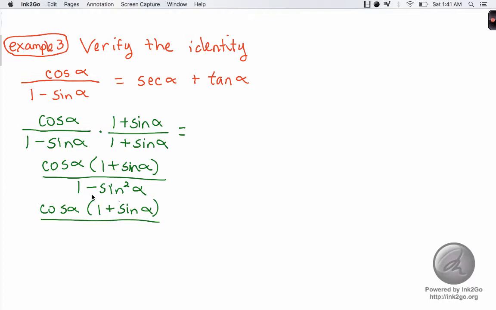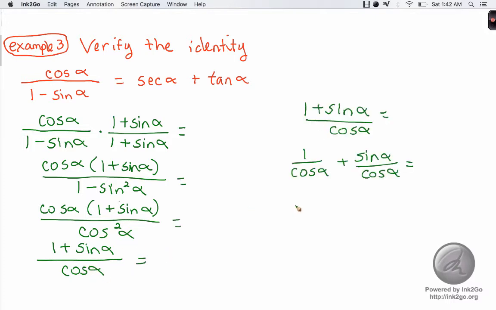And by design, 1 minus sine squared of alpha using our Pythagorean identity is the same as cosine squared of alpha. Now look, I have a cosine of alpha on the top and a cosine of alpha on the bottom. We can simplify that down to simply cosine alpha on the bottom. Now let's break up this fraction. And then using our reciprocal identities, 1 over cosine of alpha becomes secant of alpha.